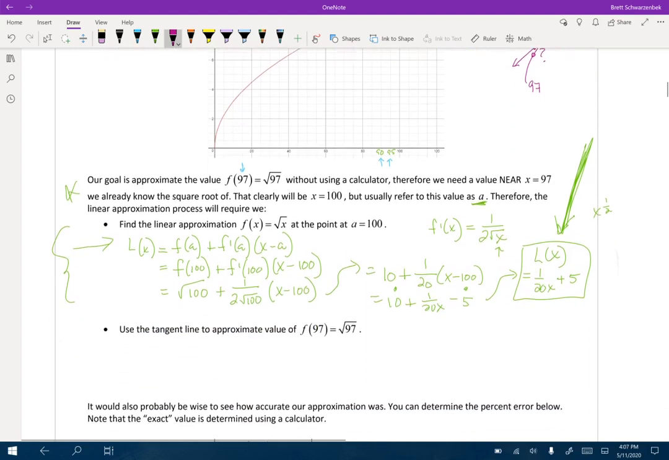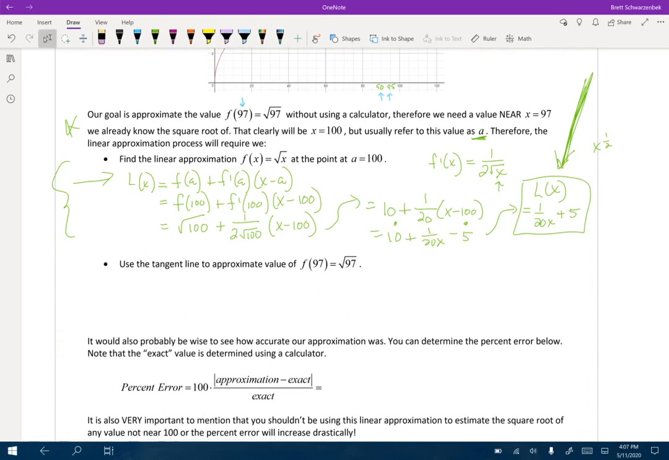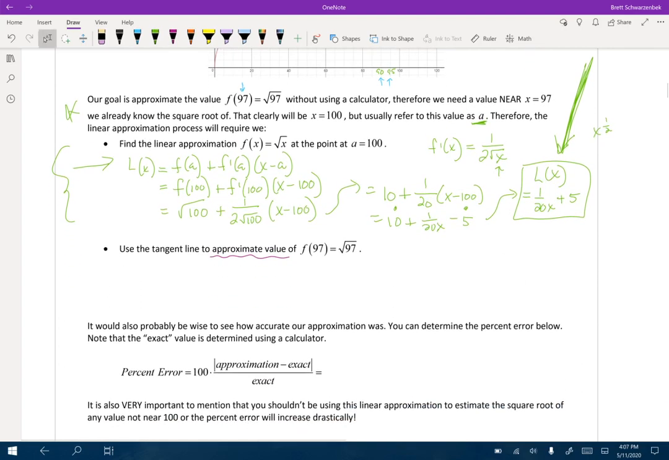That's good. So that's what we have to do next, is we have to estimate what the approximate value of f of 97 is by subbing into our linear approximation. So we need to find L of 97, which is going to be 1/20th times 97 plus 5. Hypothetically, you could use a calculator, but you don't need a calculator. We could just do long division, and figure out 20 into 97. So when you add this together, you're going to get 9.85.